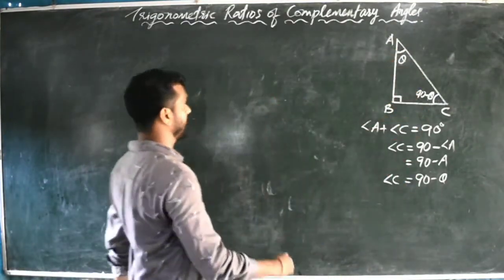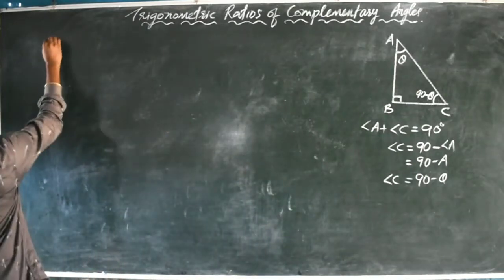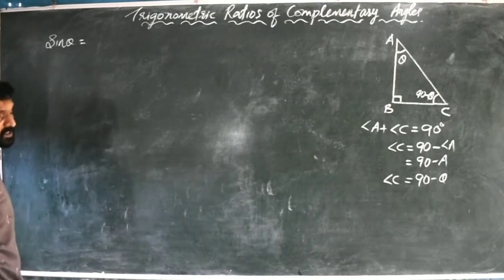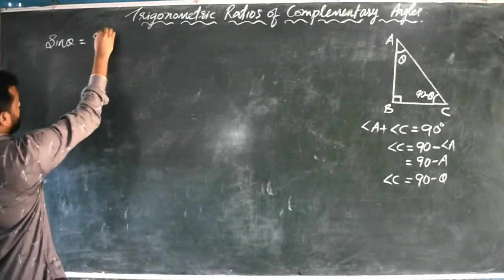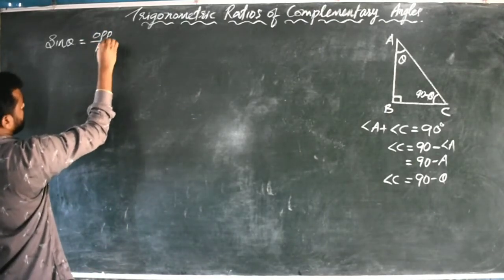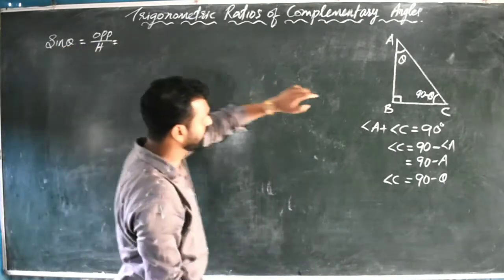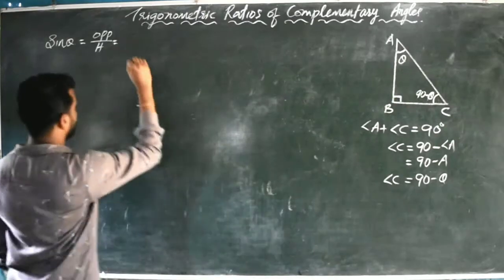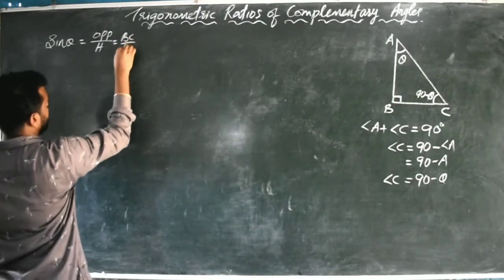First one is sin theta. Sin theta is equal to what ratio? Opposite side divided by hypotenuse. According to acute angle theta, which one is the opposite side? BC divided by AC, with hypotenuse AC. So sin theta is BC divided by AC.